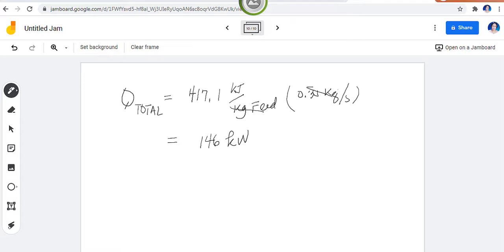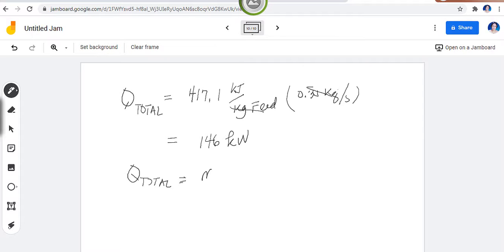Now, since we're done already determining the total amount of heat, the next thing that we should do, class, is determine the mass flow rate of the air. That's the G, the mass flow rate of the air. For us to get it, we will still use as a guide the Q equal to MCp delta T from your thermodynamics.